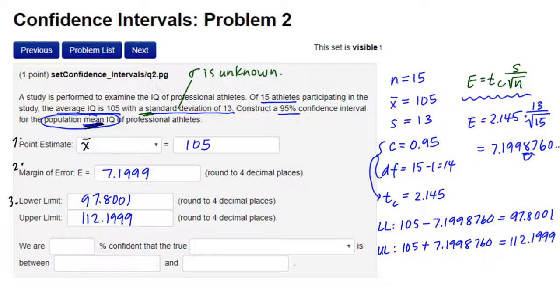And then we make a conclusion. So this part, just like fill in the form, we are 95% confident that the true population mean, this is a form, so that's a pretty generic statement, but we mean the population mean IQ of professional athletes is between 97.8001 and 112.1999.